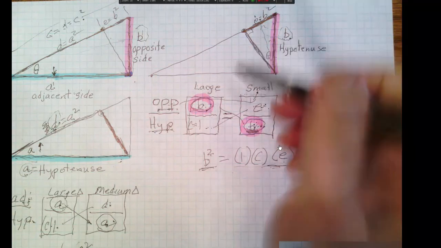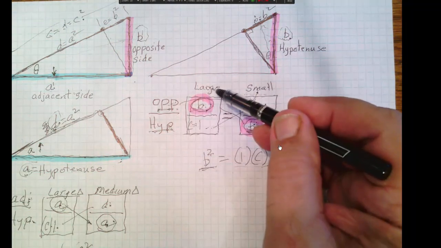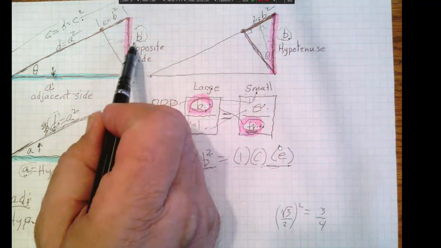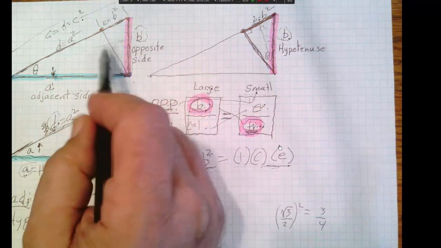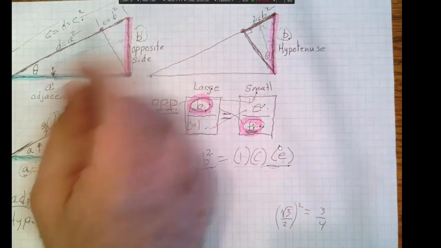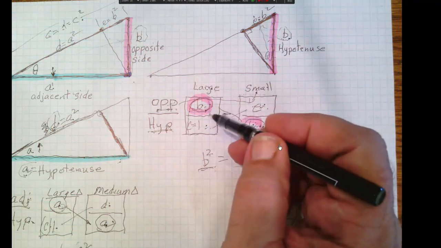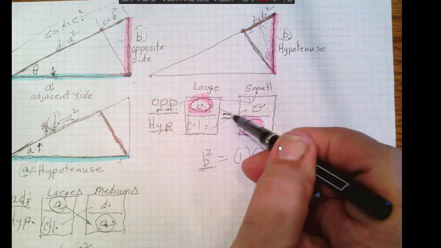Okay, so let's examine the opposite side over the hypotenuse for the large triangle, and we're going to see that over here. The opposite side is B, and the hypotenuse is 1. Okay, so B over 1. So we see that these two ratios are supposed to be equal.